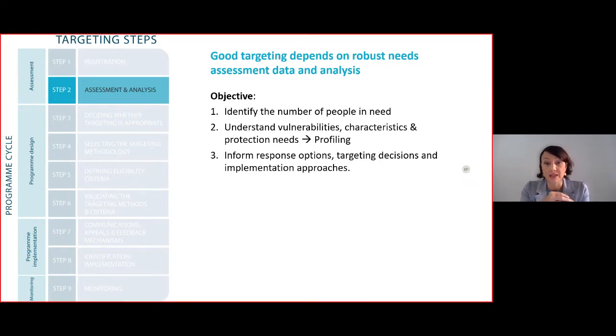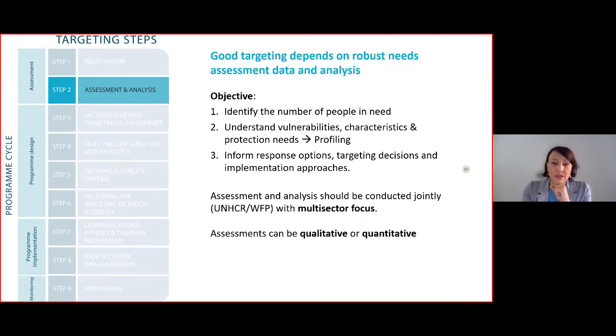The third objective of the assessment and the analysis is to inform the response option, the targeting decisions, and the kind of implementation approaches that are needed. So usually the assessment should be done in collaboration among the agencies, in this case UNHCR-WFP, but not limited to that, also with the government, with local authorities, with NGOs and all the stakeholders that are involved in that specific context.